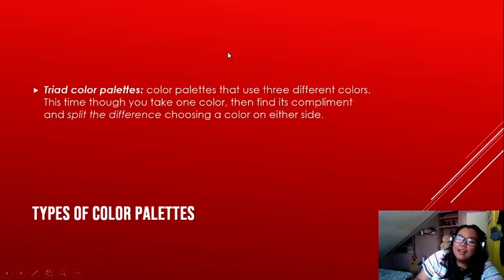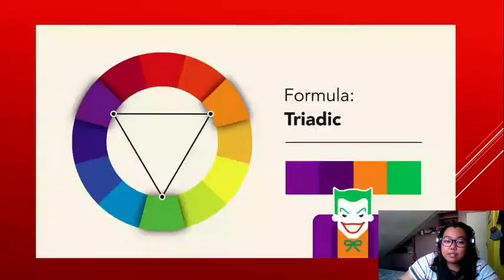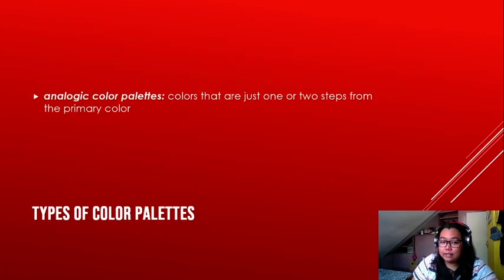Okay, so next is Triad. A color palette that uses three different colors. This time you take one color, find its complement, and split the difference using a color on each side. So as you can see here, this is a triadic formula. So here we use the green, and then purple here, and then orange. So that is the color scheme of Joker.